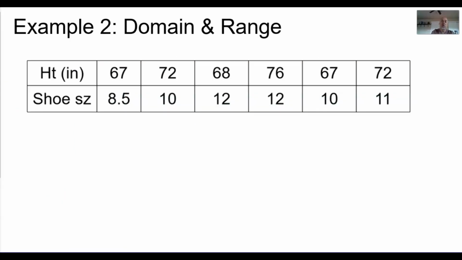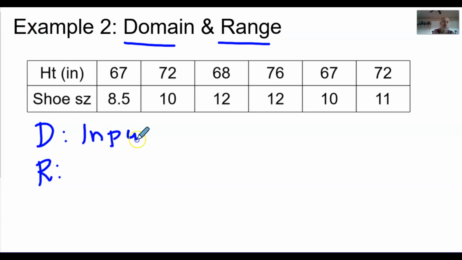Alright, now when you're talking about a set of values, remember there's a domain and a range. And just to refresh your memory on what domain and range are, domain is the input value, usually the x. Range is the output value, usually the y.